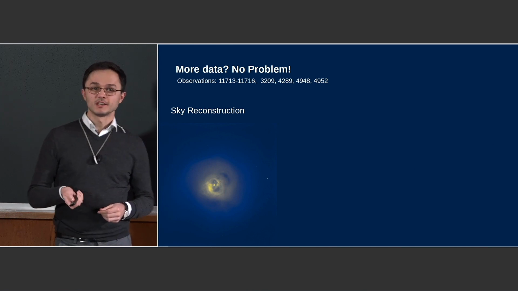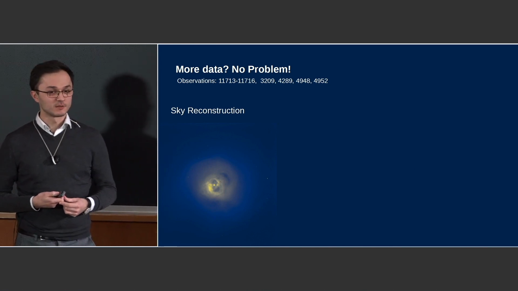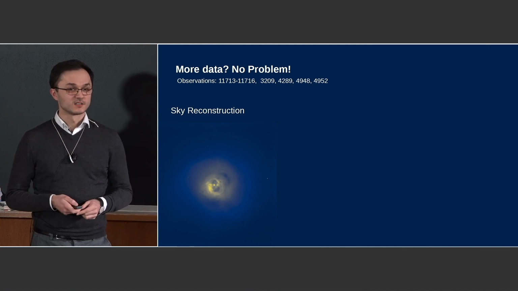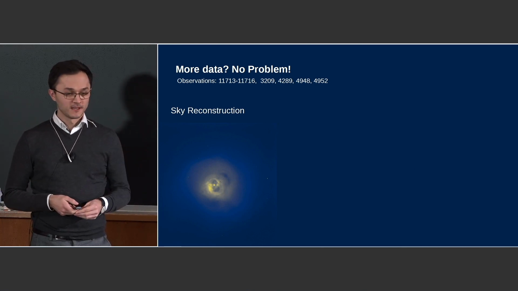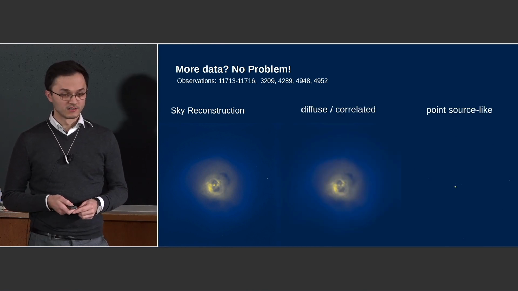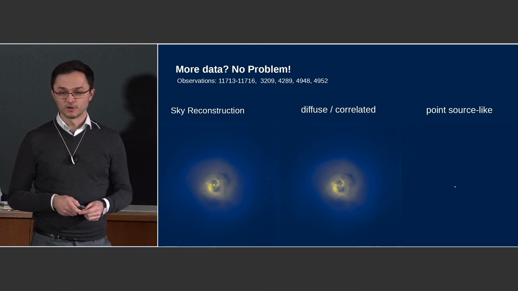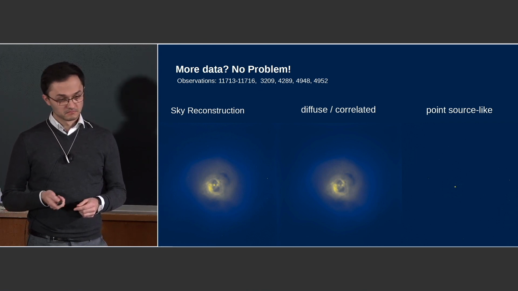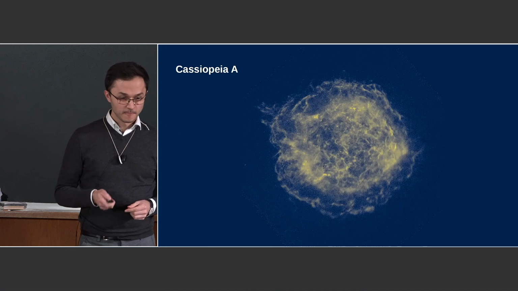And we had this discussion on Tuesday about interpretability of latent spaces. As soon as you build the generative model in a handcrafted way, you can basically decompose your sky again into a correlated diffuse part and point source-like stuff. So that's an advantage.